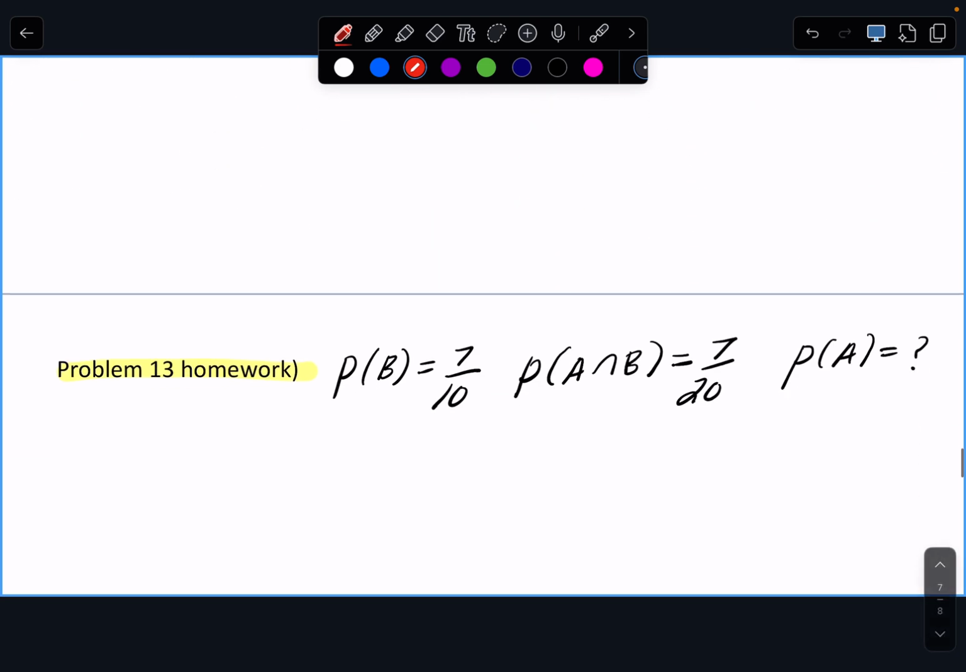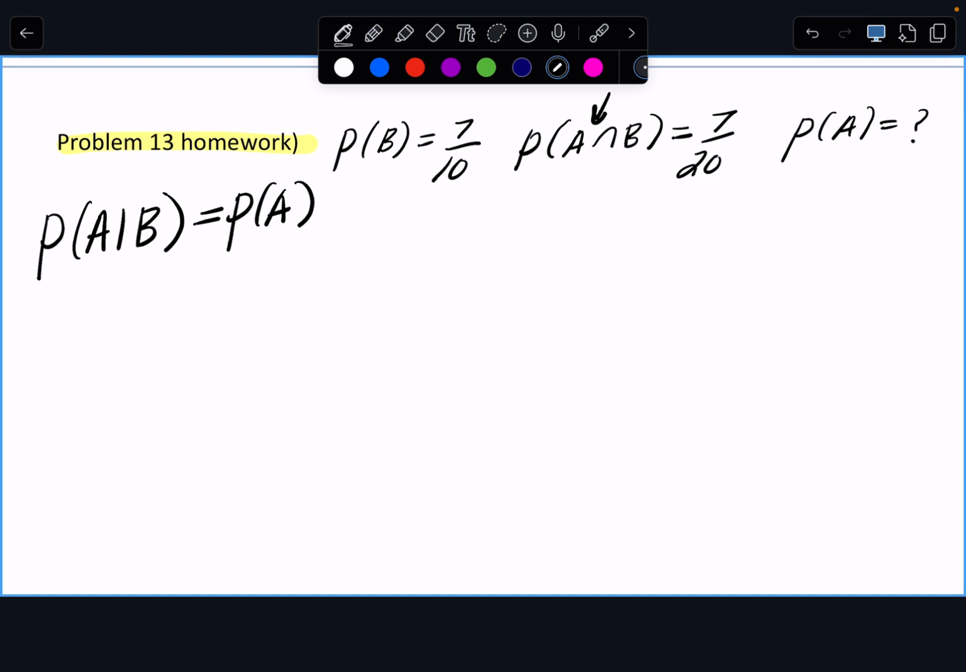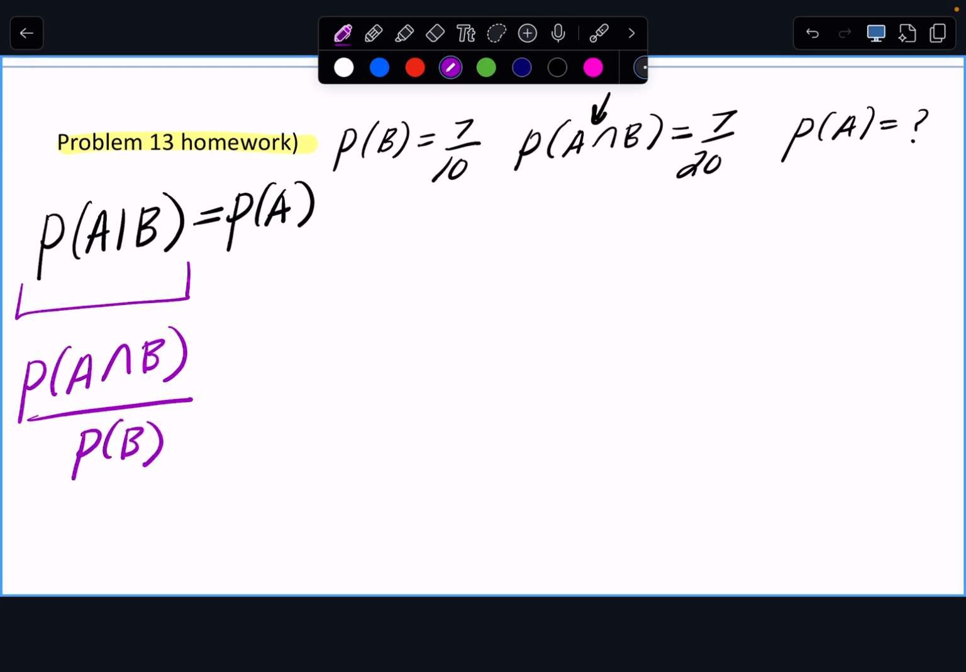Okay, I'm going to do one more off the homework. 13. Again, I go, okay, because I'm told they're independent, the probability of A given B. Make sure you go in the correct order. The reason I'm choosing A first is because so far it's always been A intersect B. If it was B intersect A, I would do B given A. Equals probability of A, since they're independent, and the more detailed formula, just in case I need it: probability of A intersect B divided by probability of B equals probability of A.